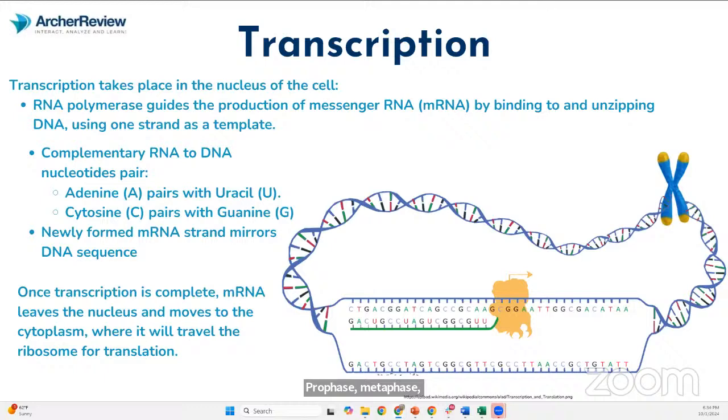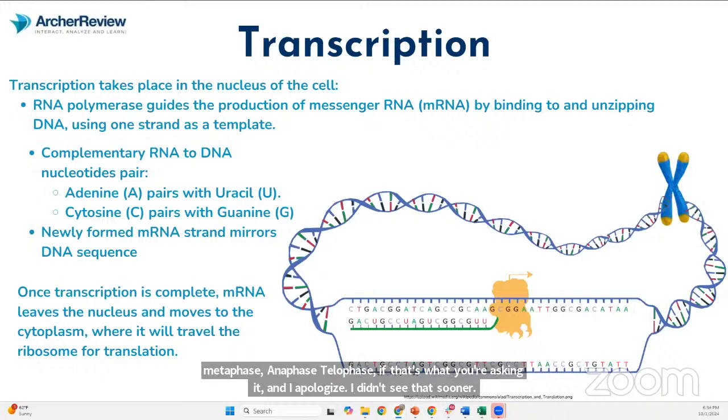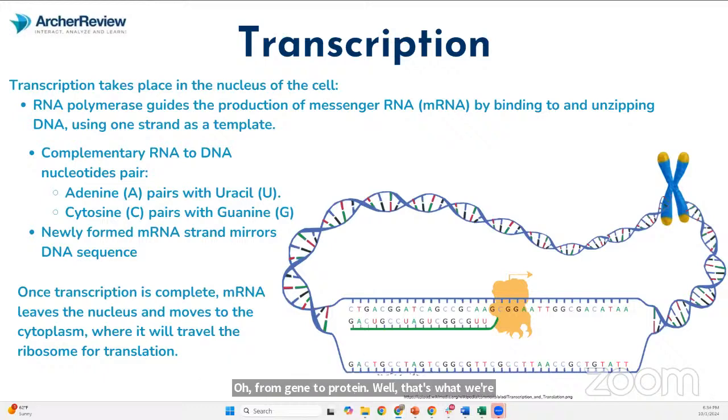Oh, from gene to protein. Well, that's what we're looking at right now. So good question. All right, so transcription is our first step. And this is taking place in the nucleus. And I think what's so important for us to understand is DNA is so special that it is locked in the nucleus. It cannot leave the nucleus.